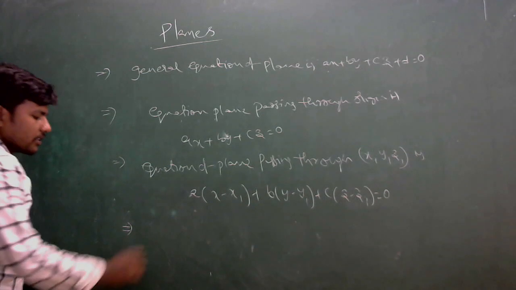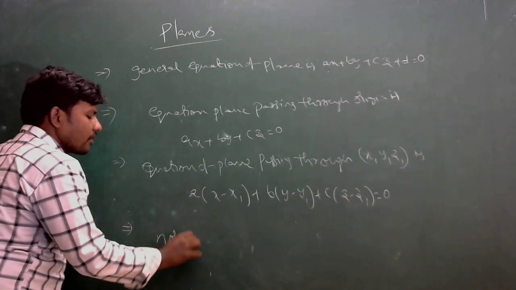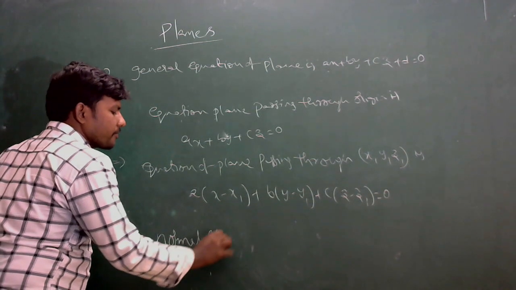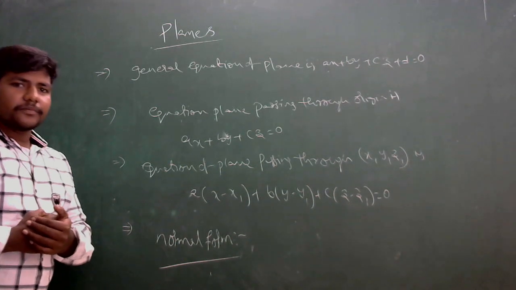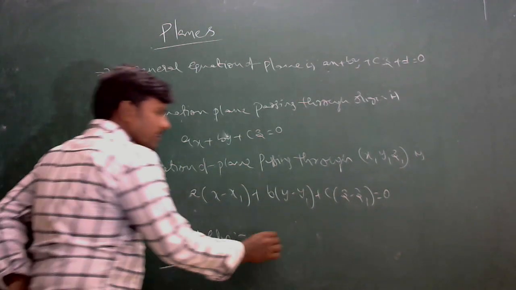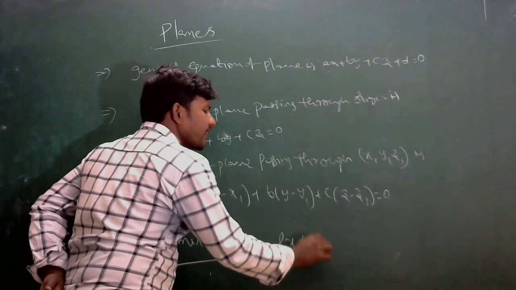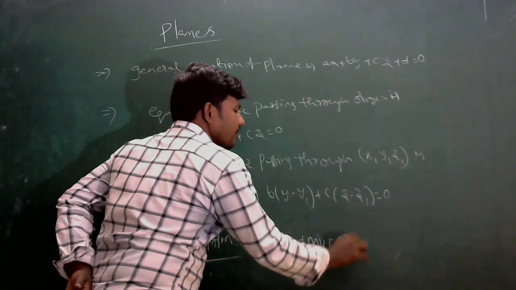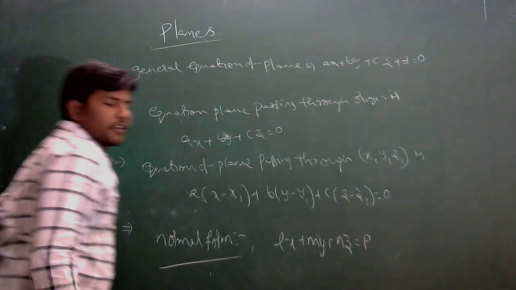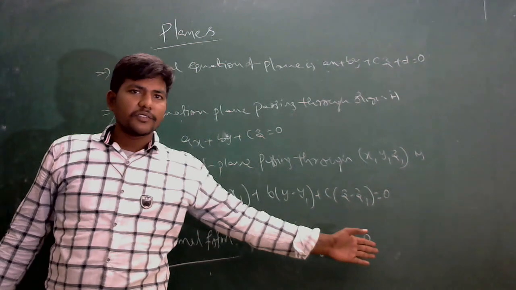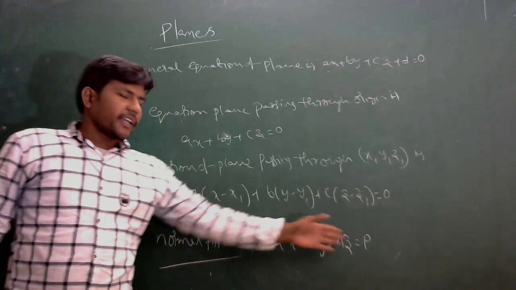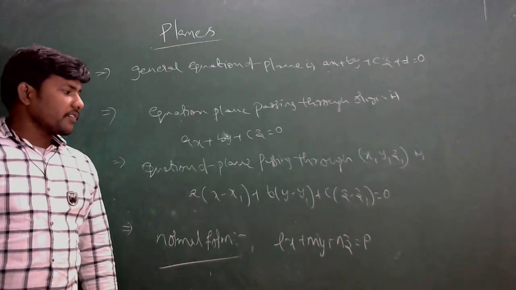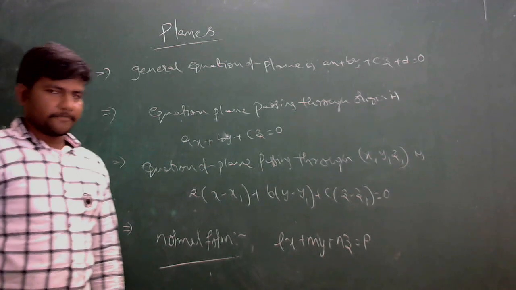Next, normal form. The normal form of the plane equation is lx plus my plus nz is equal to p, where p is the perpendicular distance to the plane from the origin. l, m, n are the DCs of the normal to the plane.